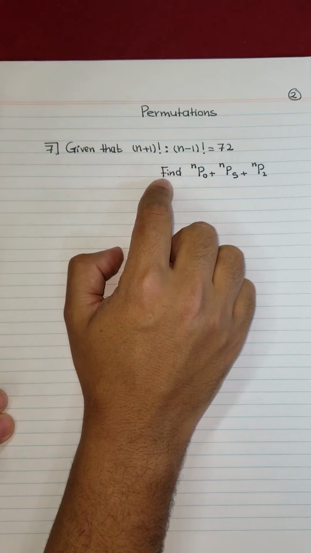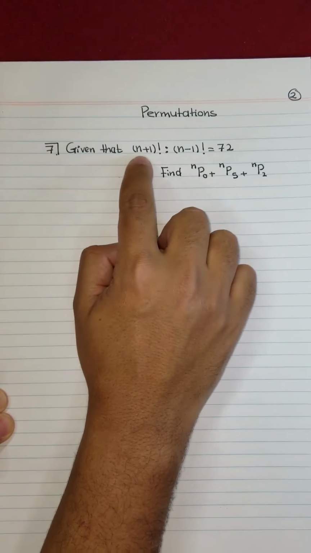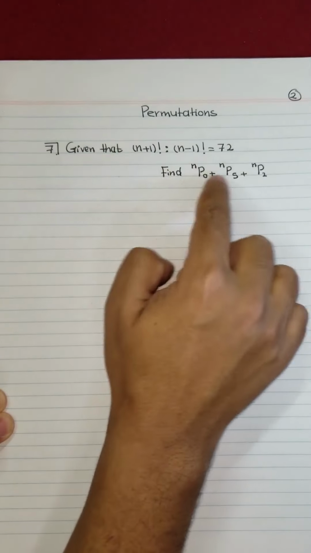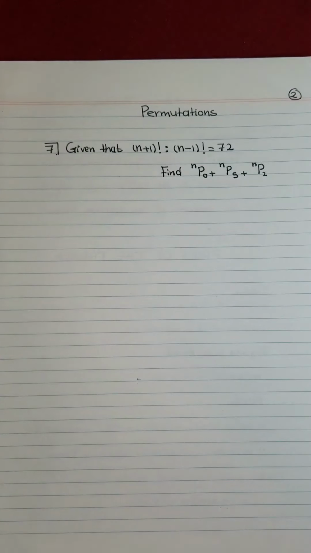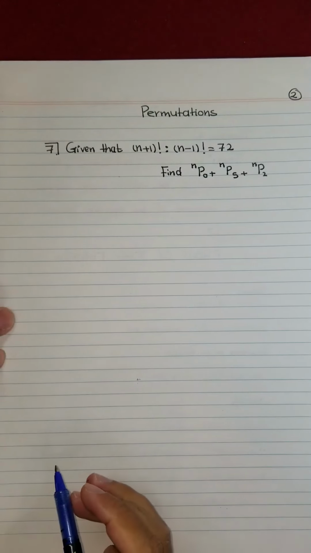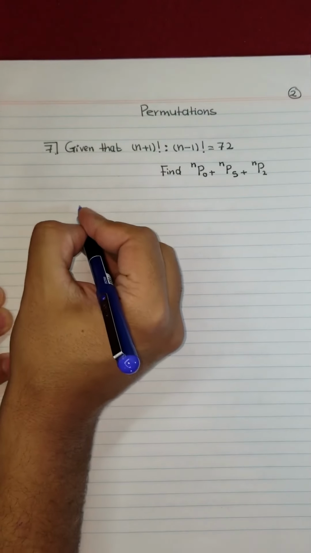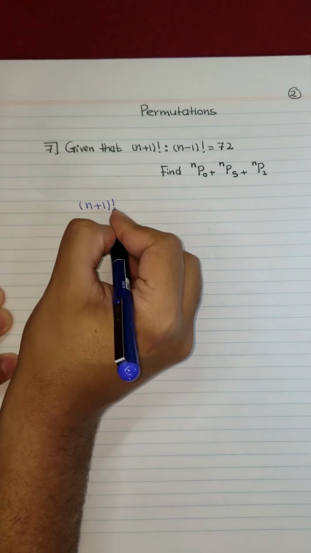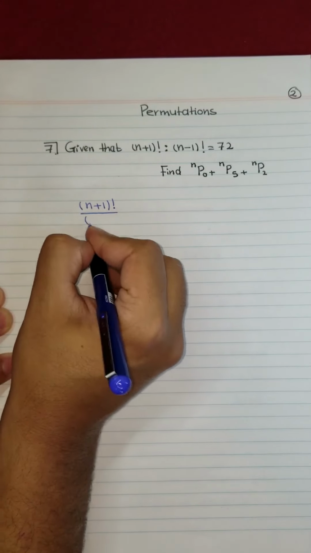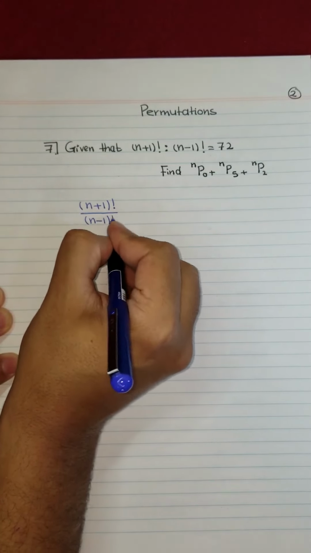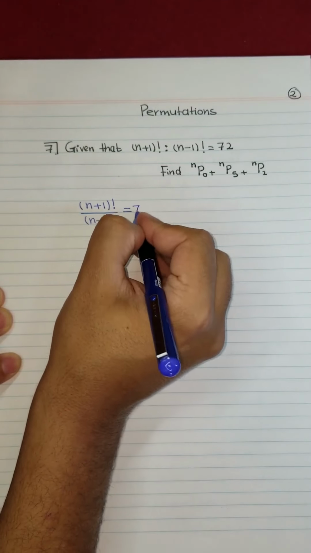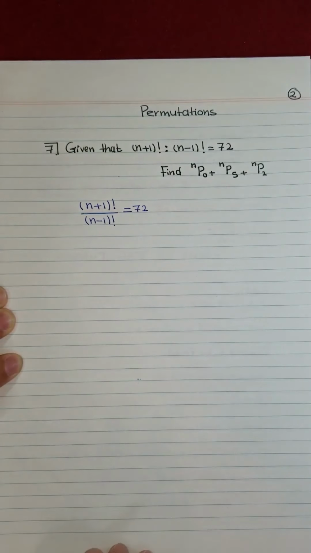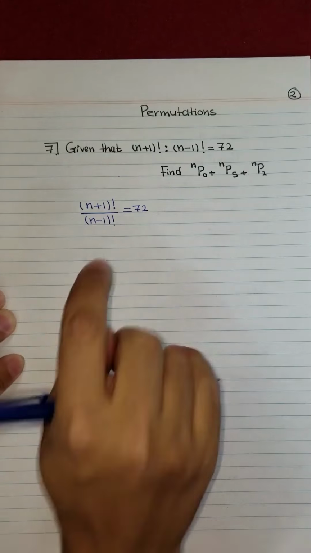And remember, this is not a proving question. You don't take only the left-hand side and simplify it. No, you take both sides. You take the whole equation, you solve it, and you try to find the value of n. So let's start. We know that n plus 1 factorial divided by n minus 1 factorial is equal to 72. Now the question is, what do we do with this side?